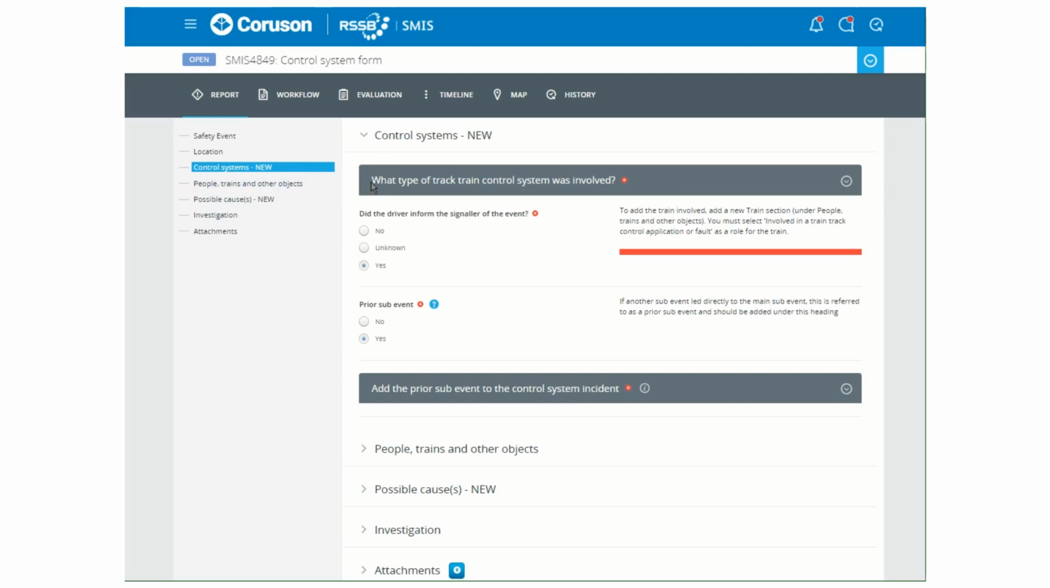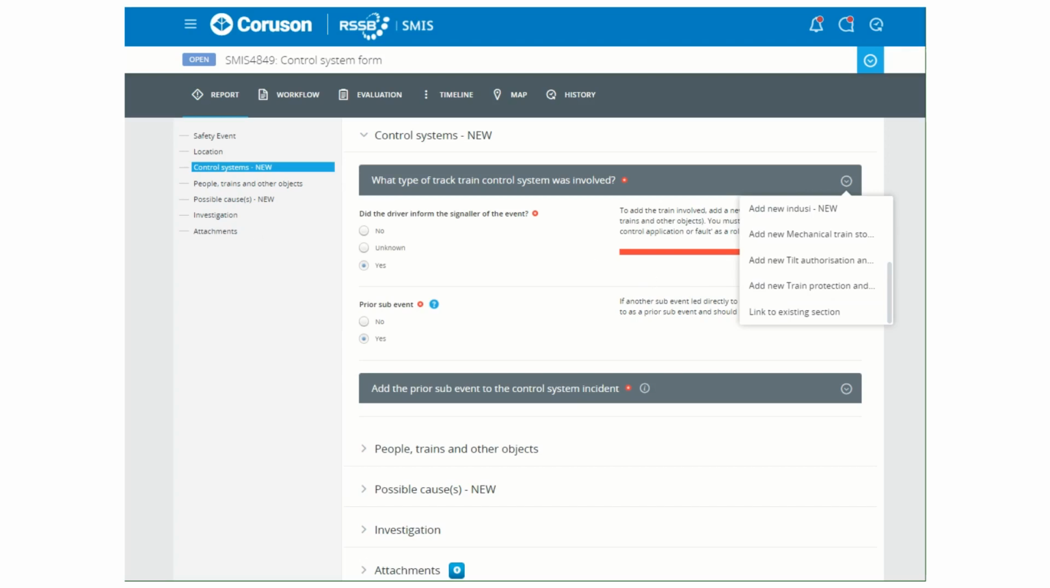In the main control system section, you can see that the section repeater is already present on the form, and this is where on the right hand side you can add what type of track train control system was involved in the incident. If you remember, we went through the list of control systems applicable on the sub-event guidance page of the RSSB service desk. So this same list of control systems is replicated here. Depending on the control system that you select, the questions within the section will be tailored to that particular system.